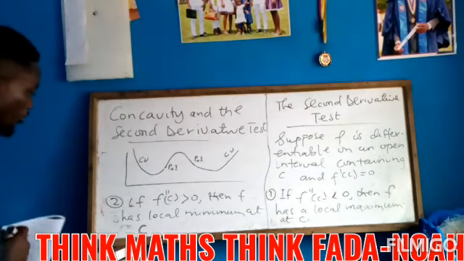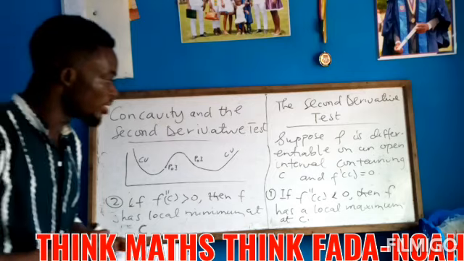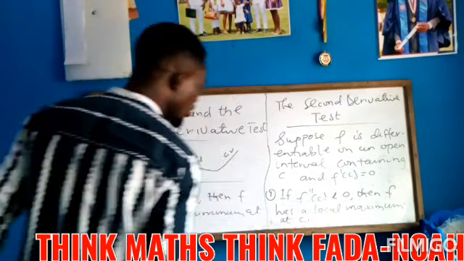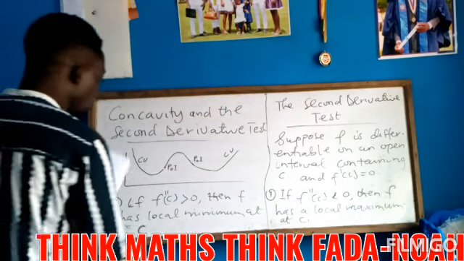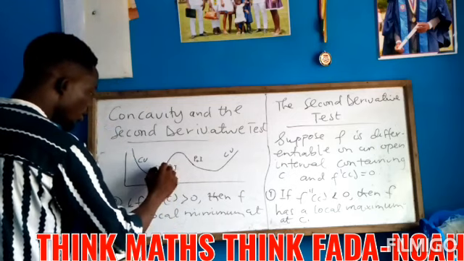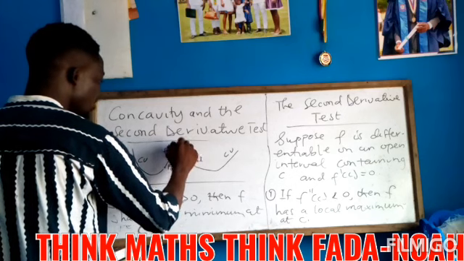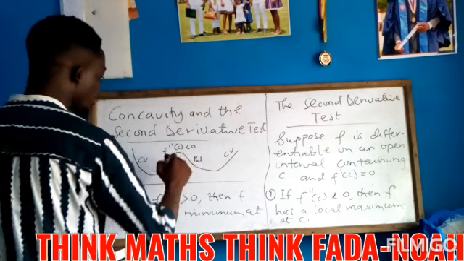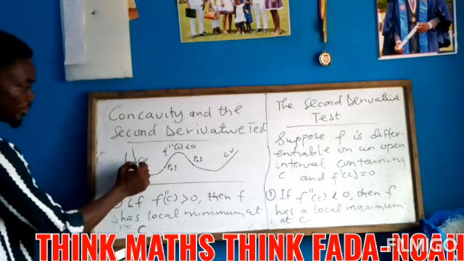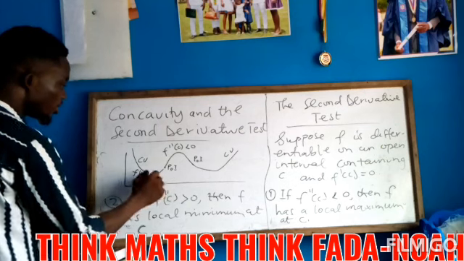Okay, so if f double prime of c is greater than 0, then f has a local minimum at c. Here, f double prime of c less than 0 means a local maximum. It means that from this point to that point, f double prime of c is less than 0. And here it has a minimum turning point, which means f double prime of c should be greater than 0.